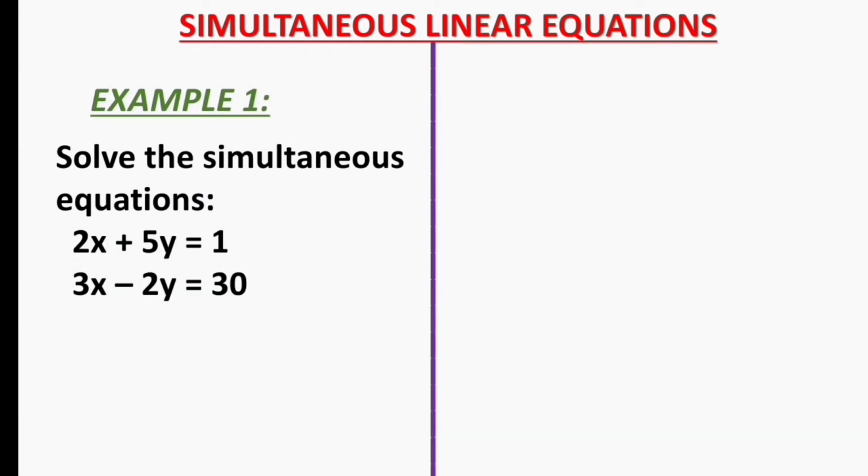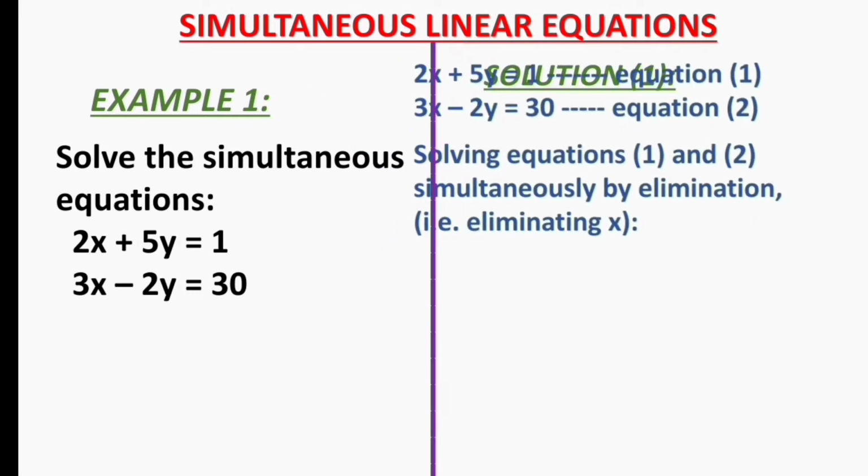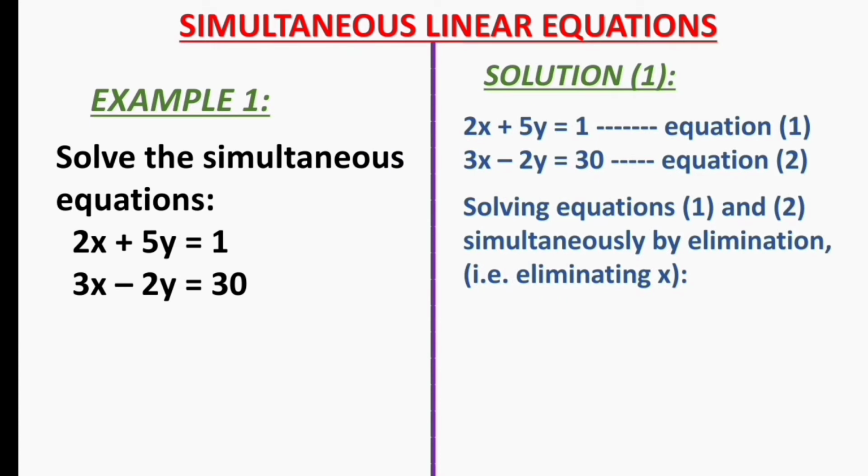Let's see our first example, example 1, involving simultaneous linear equations. Solve the simultaneous equations 2x plus 5y is equal to 1 and 3x minus 2y is equal to 30. Let's see how the solution goes. Let the first equation 2x plus 5y is equal to 1 be equation 1, while the second equation 3x minus 2y is equal to 30 be equation 2.